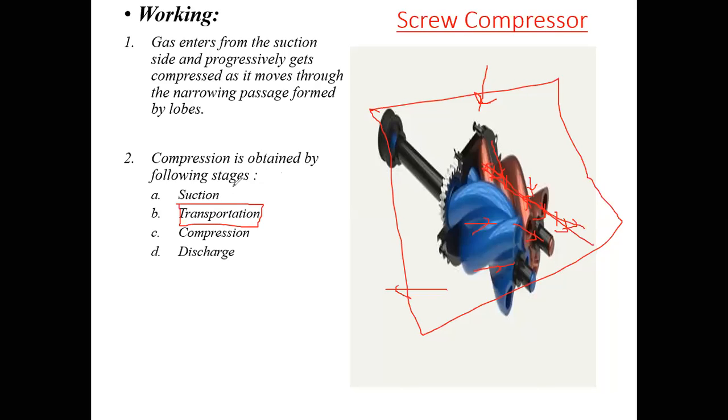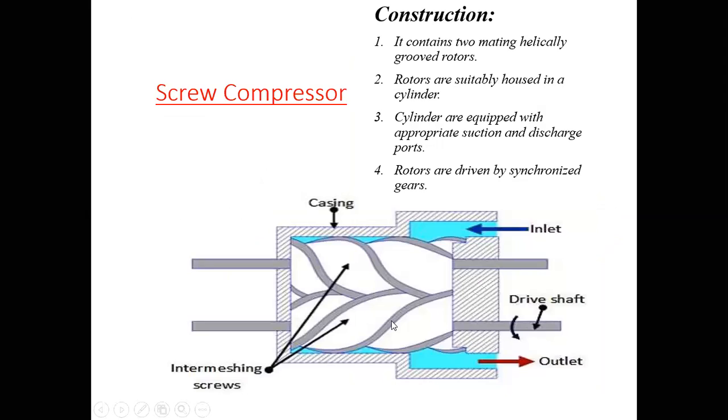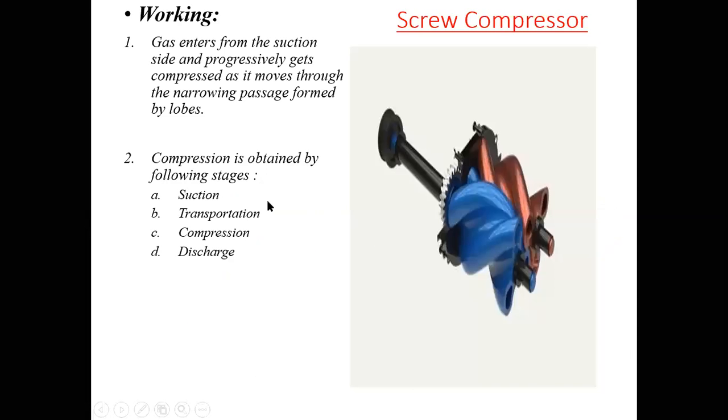So first the suction process will be there, then the transportation process, then the compression process, which takes place in the later stages, and last is the discharge. So this is how the working of a screw type compressor takes place. The name is given because the screws are used in order to compress the air. This is the basic working principle of the screw type compressor. Here you can see the construction and the working, which takes place in four stages.